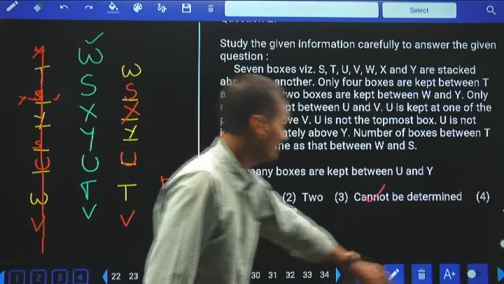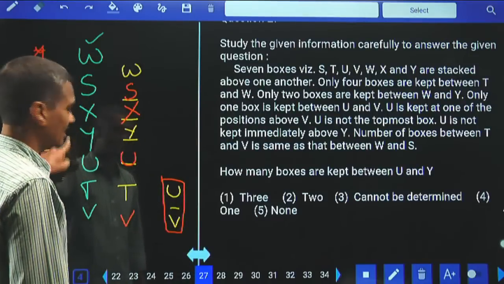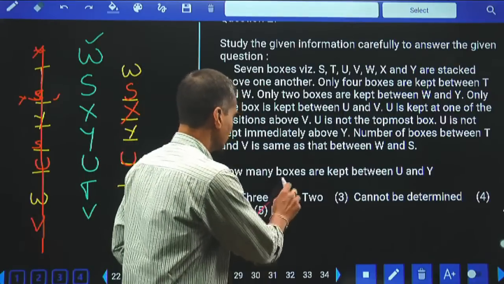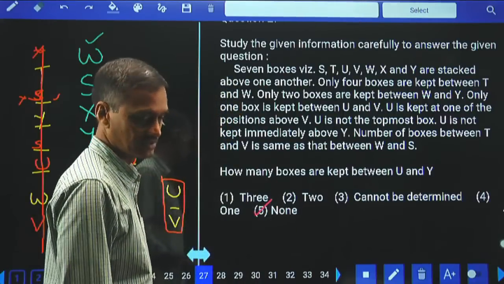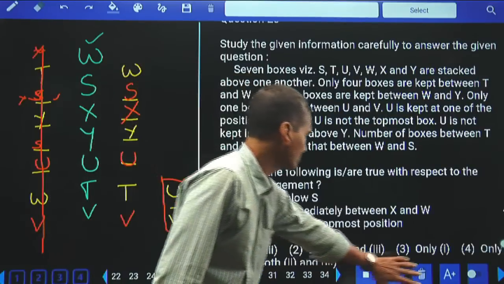27. Now in this 27, how many boxes are kept between U and Y? U and Y are adjacent to each other. There is no box in between these two. No box, that is none. Choice 5 is the answer, 27. Then after this one, question number 28.